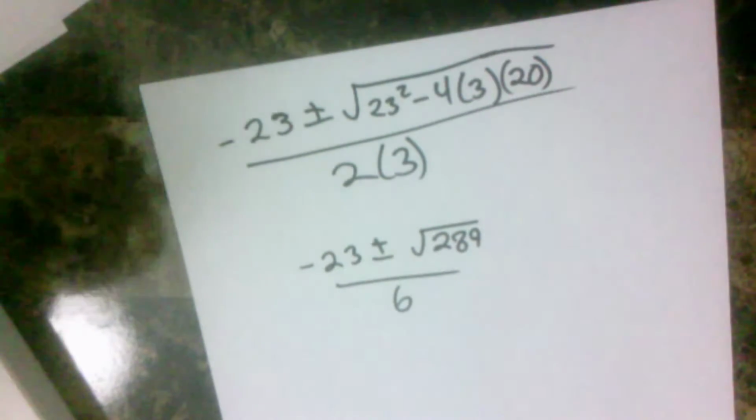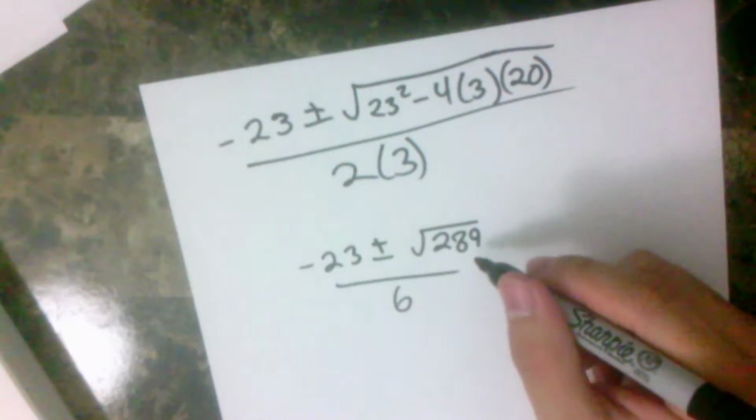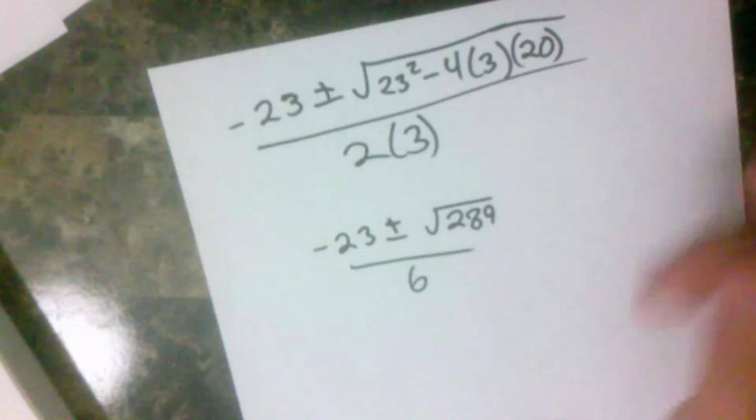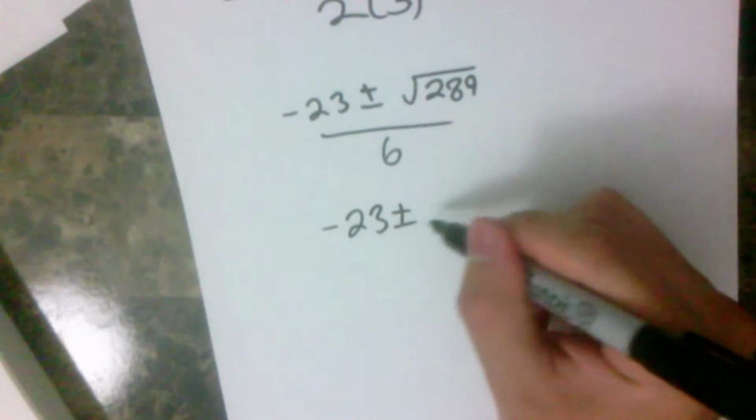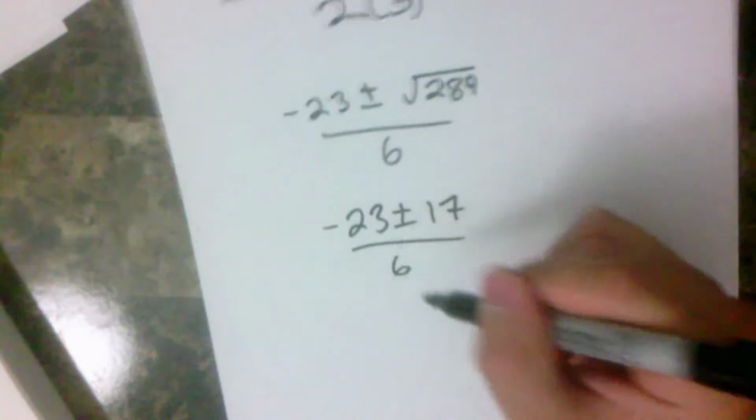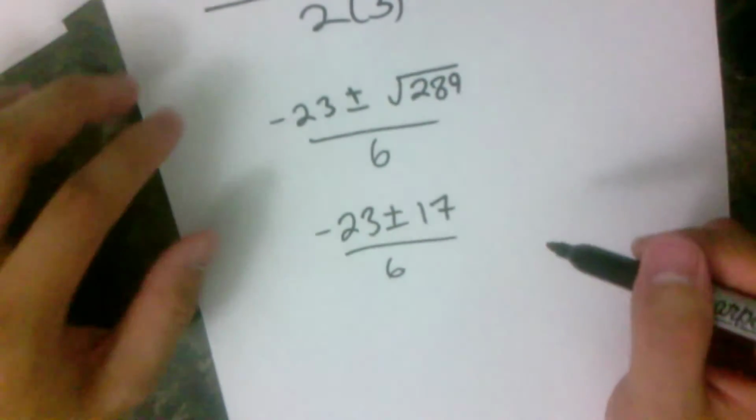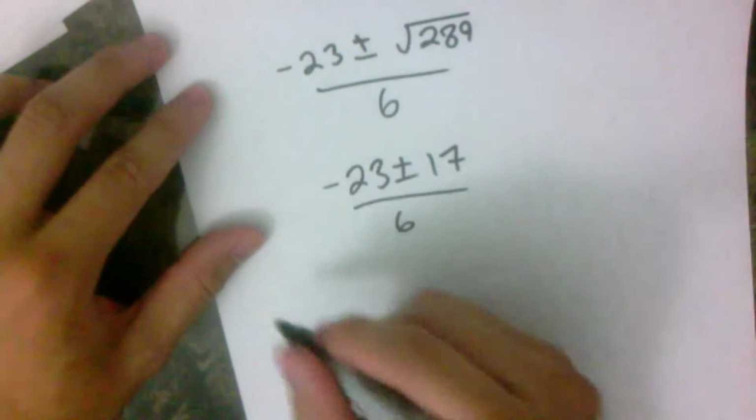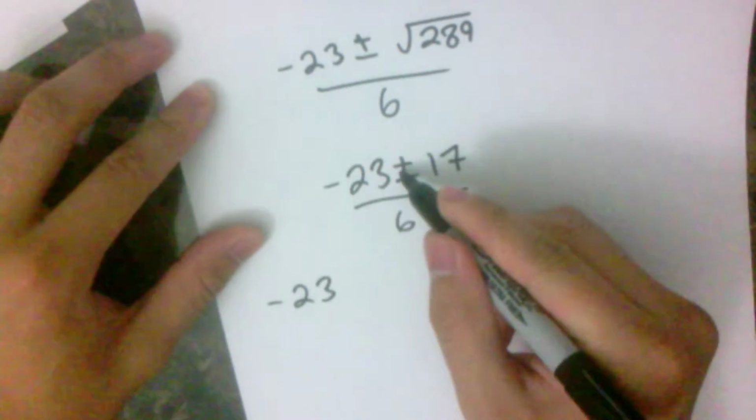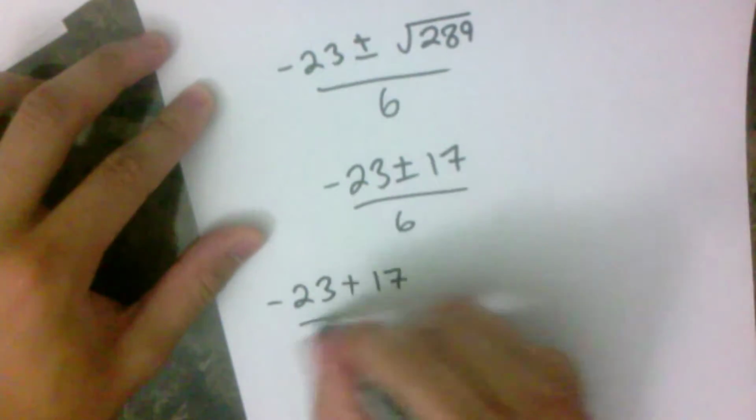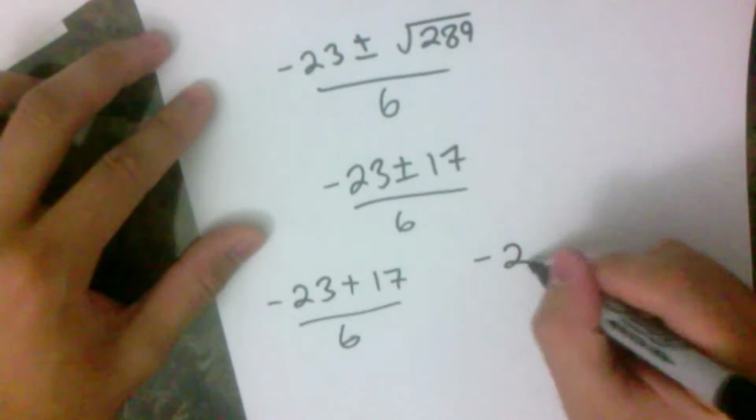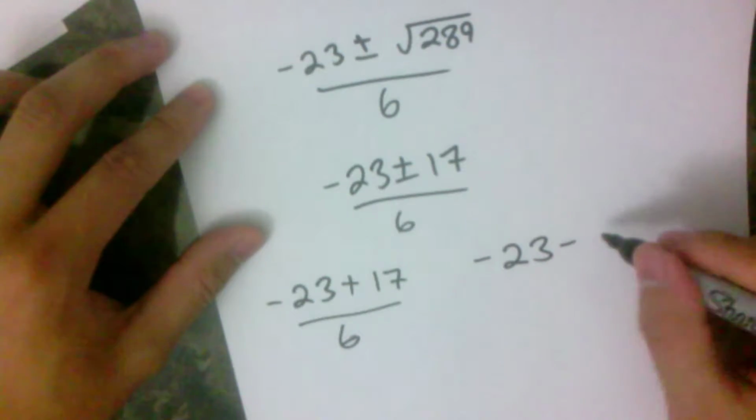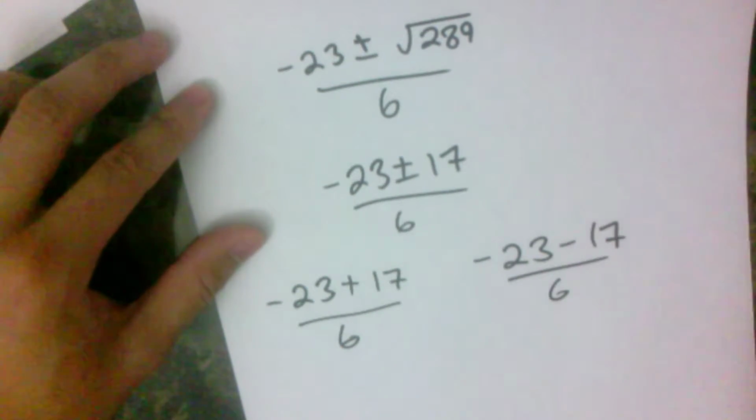Okay, and if you type in your calculator 289, I didn't know this, the square root of 289 is actually 17. So you've got negative 23 plus or minus 17 all over 6. And then from here, we separate it into our two different problems. So negative 23, and we use the plus sign, 17 over 6. And then negative 23, instead of plus, we use minus 17 over 6.